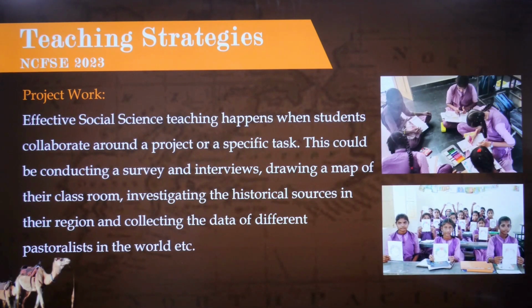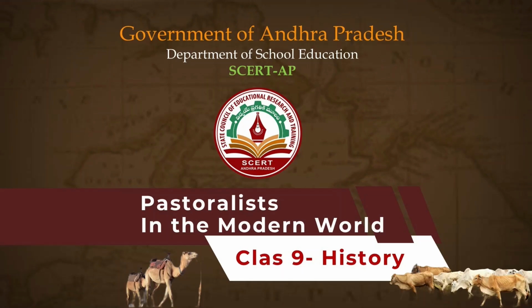And then project work. Effective social science teaching happens when students collaborate around a project or a specific task. This could be conducting a survey and interviews, drawing a map of their classroom, investigating the historical sources in their region, and collecting data of different pastoralists in the world, etc. Okay, sir. How do we implement these strategies? Okay, I will explain in detail to you, sir.